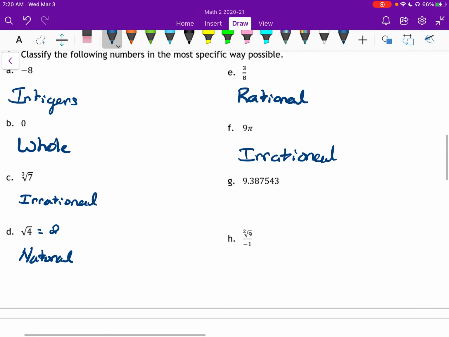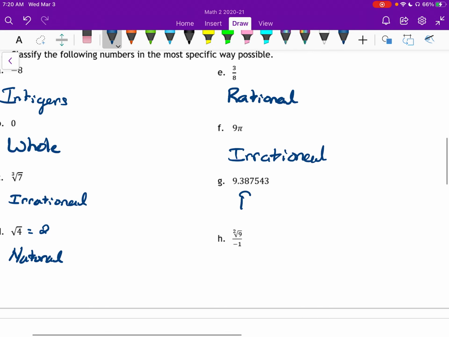G, 9.387543. Well, we might want to say that's irrational, but it actually is going to be a rational number. It's not going to be an integer, but it's rational. And the reason is because it has a decimal, but the decimal terminates. The decimal ends. So this will be rational.